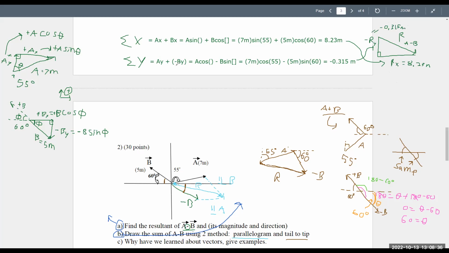So then to find a resultant vector, we have to use the Pythagorean theorem. a squared plus b squared equals c squared. c squared is your r. So this is y squared plus x squared equals r squared. And then you square root both sides. So let's go ahead and plug that in.